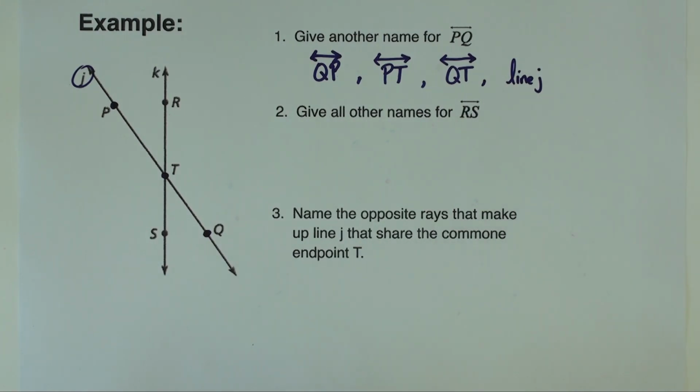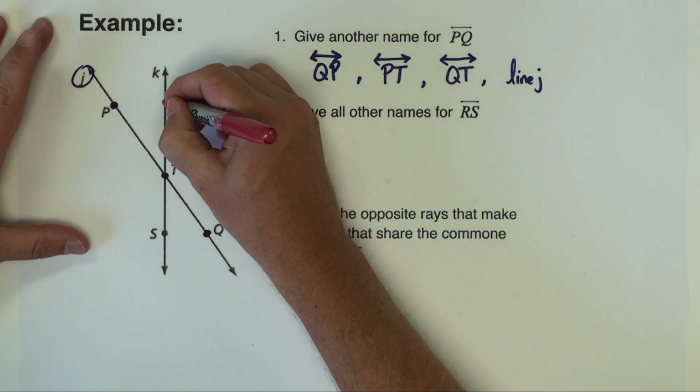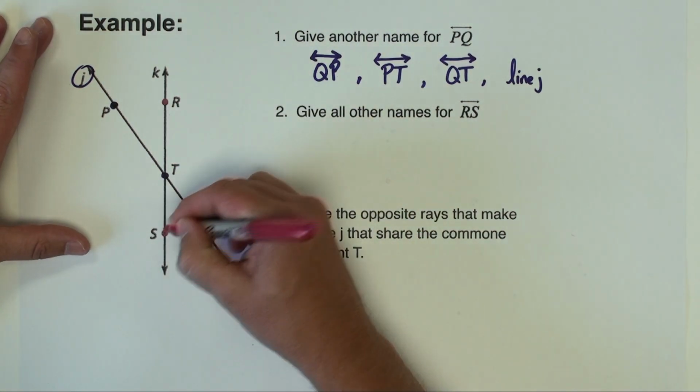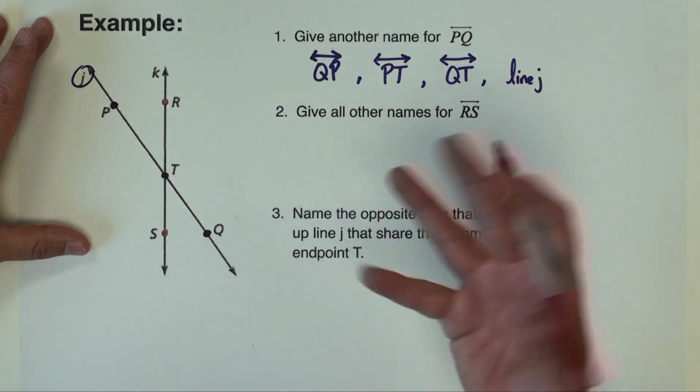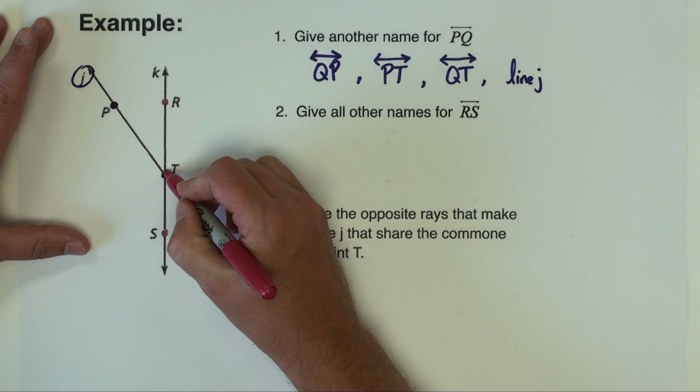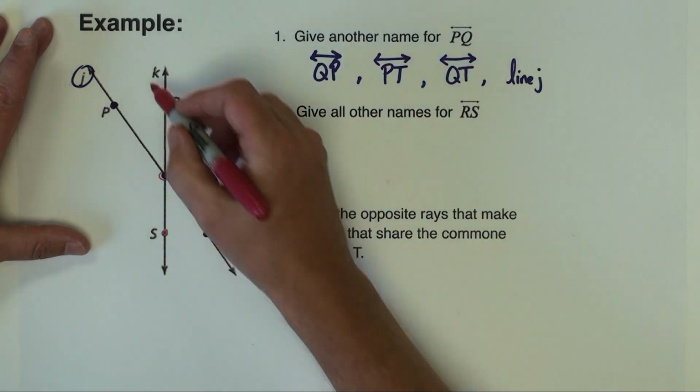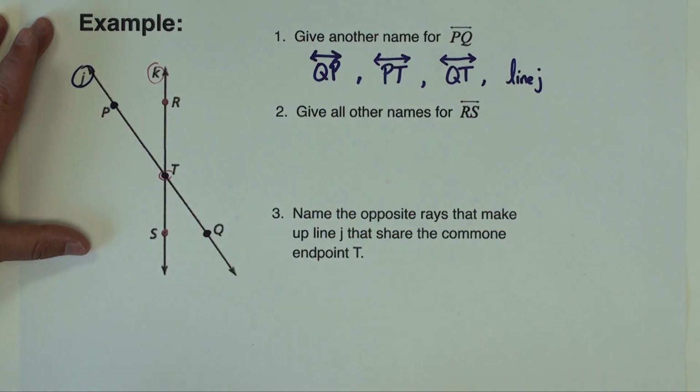Okay, next, give all the names for line RS. So line RS is this other line, and same sort of question. We've got RS, we could just flip the letters. I could use point T right there. I could use the K on the end.